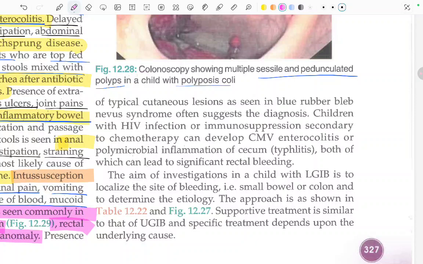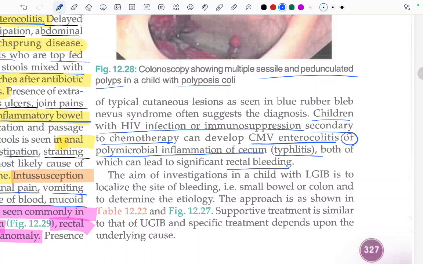Children with HIV infection or immunosuppression secondary to chemotherapy can develop CMV enterocolitis or polymicrobial inflammation of the cecum, that is typhlitis, both of which can lead to significant rectal bleeding. So when is rectal bleeding seen? In children with HIV or any kind of immunosuppression secondary to chemotherapy, who can develop CMV enterocolitis or typhlitis, and they can lead to rectal bleeding.